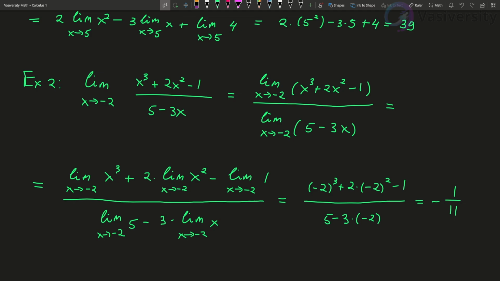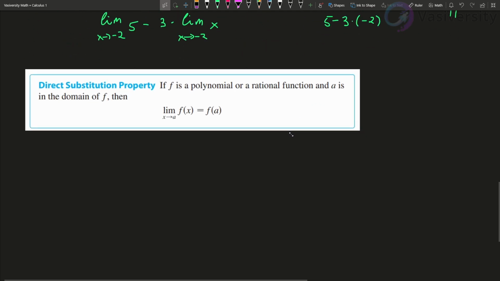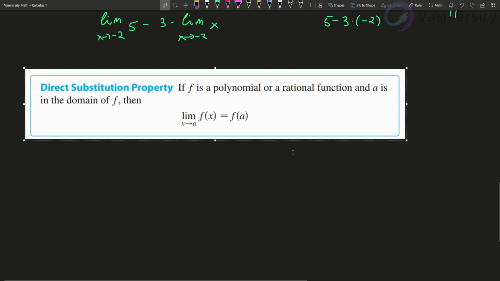So one of the important things you can notice is we can use the direct substitution property, right? So some functions we're able to directly substitute. The direct substitution property: if f is a polynomial or a rational function and a is in the domain, right? Being in the domain of f means that a is not violating division by 0, right? Then we can just directly substitute. Later on, we're going to find out that it means the function is continuous. This is going to be called continuous.